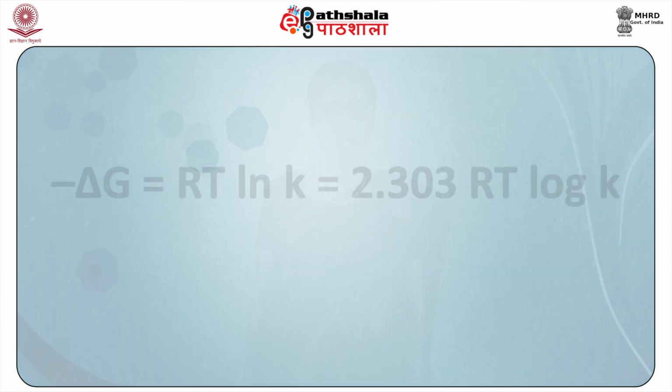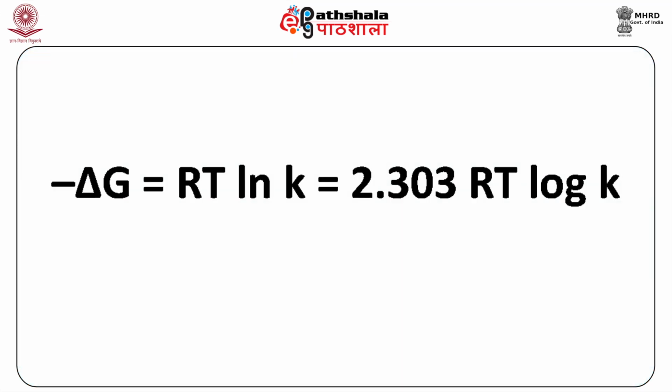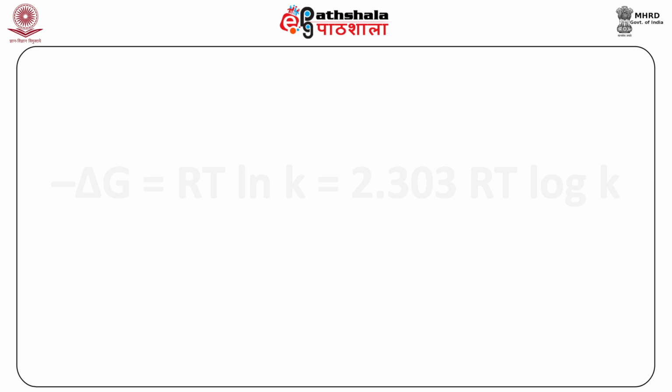Now changes in structure produce a proportional change in delta G. This is necessary because minus delta G is equal to RT ln K, which is equal to 2.303 RT log K. According to this relationship, this is free energy relationship.